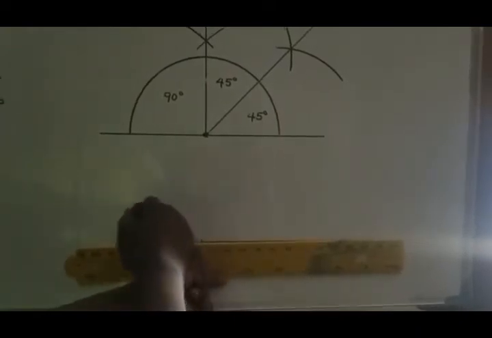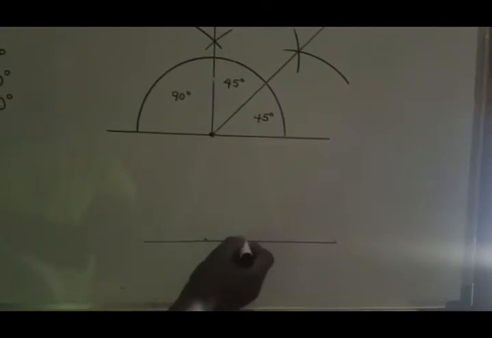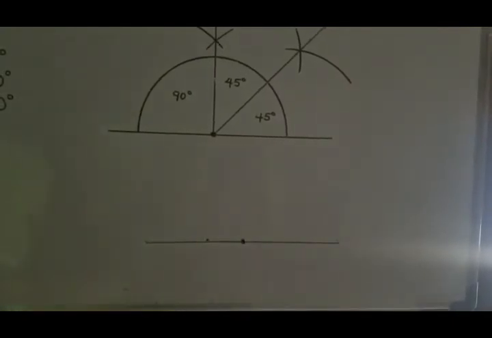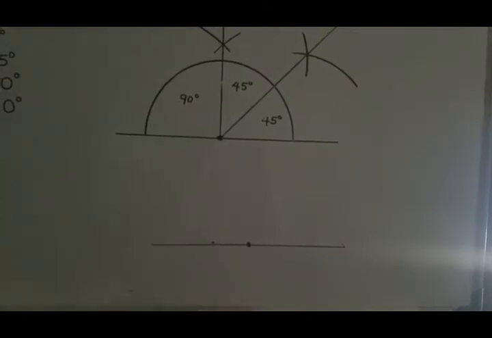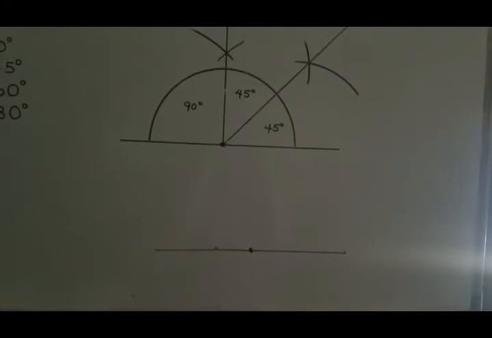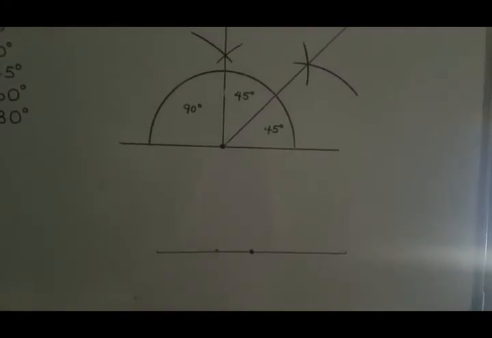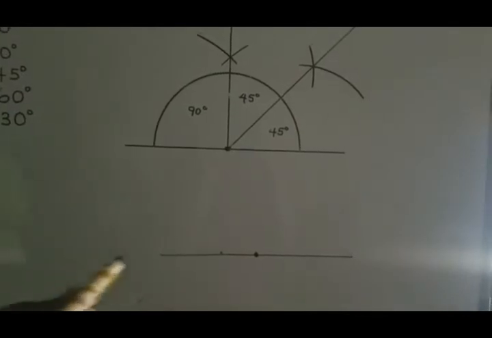Let's draw a straight line first. Okay. Let's get a center. Draw a line and mark a center. Okay. After that, let's draw 180 degrees. And get to your compasses.